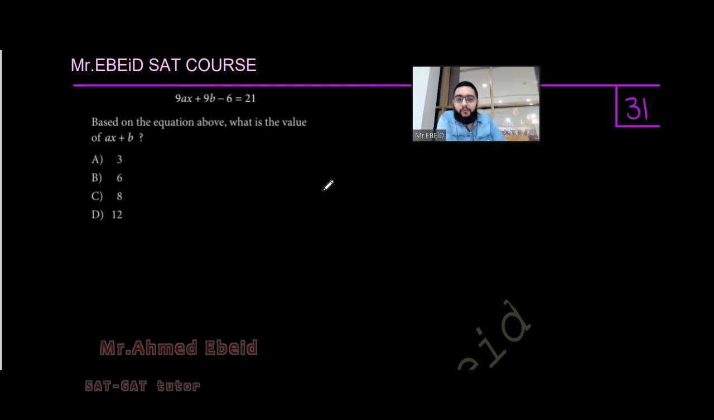Let's start with the first question, question 31. If we have 9ax plus 9b minus 6 equals 21, based on the equation above, we want to find the value of ax plus b.